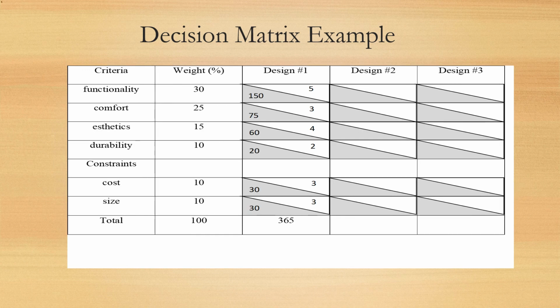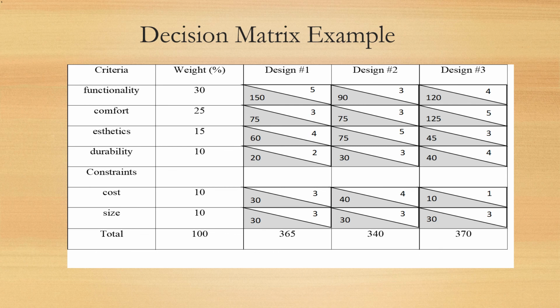You'd fill the same in for design 2 and design 3, and then you take that number. So for example, here in our first design, number 1 design solution, that 5 is multiplied by the 30, coming up with 150, and you do that in all the categories, and then you total that up.